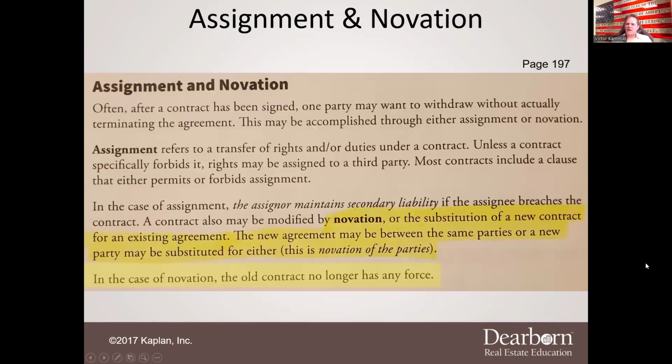And then this is what you would highlight in the book. Novation or substitution of a new contract for an existing agreement. This new agreement may be between the same parties, or a new party may be substituted for either. This is novation of the parties. In the case of novation, the old contract no longer has any force. Okay. They improved the definition a little bit, but it's still lousy. It's better than nothing.